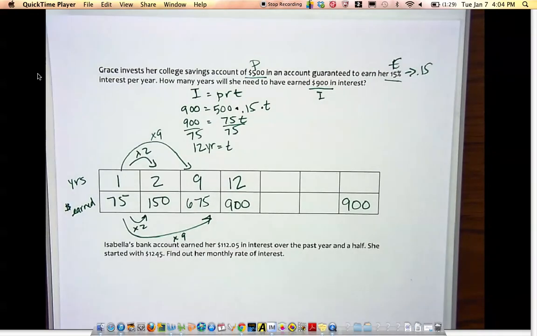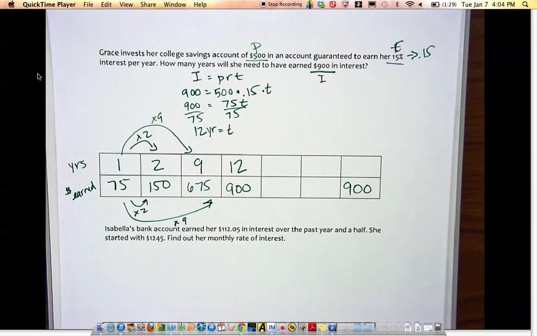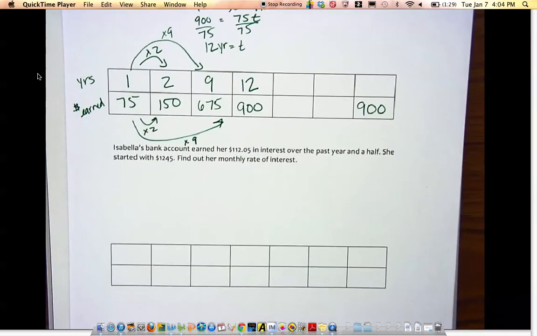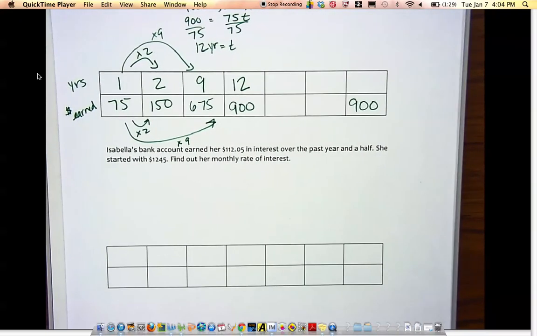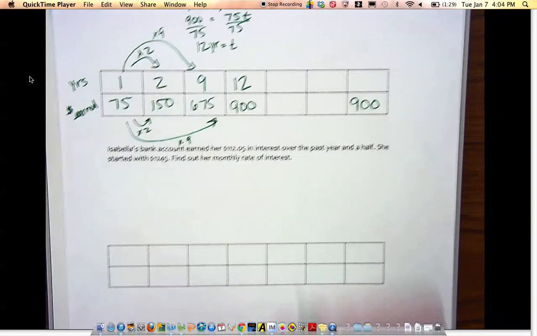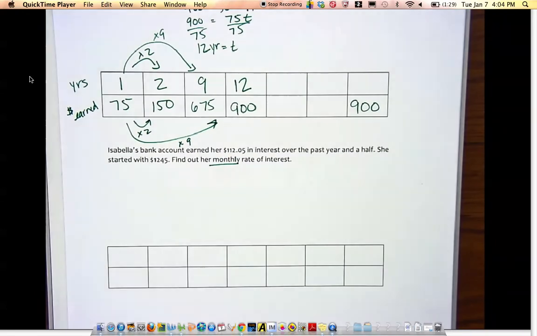Last problem. Isabella's bank account earned her $112.05 in interest over the past year and a half. She started with $1,245. We want to find out her monthly rate of interest. So this time, we're trying to figure out the rate at which interest is being earned.